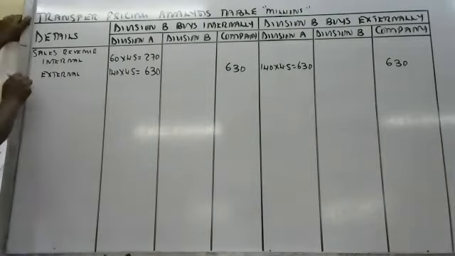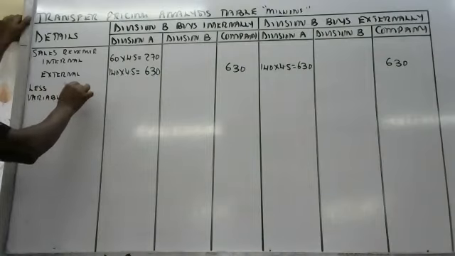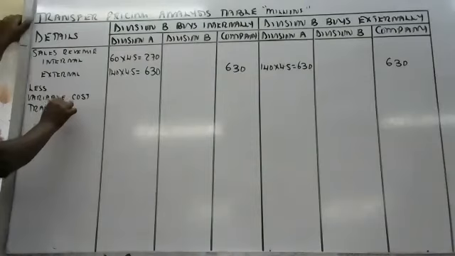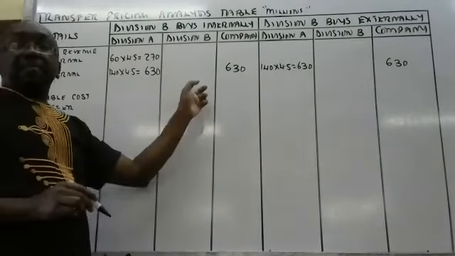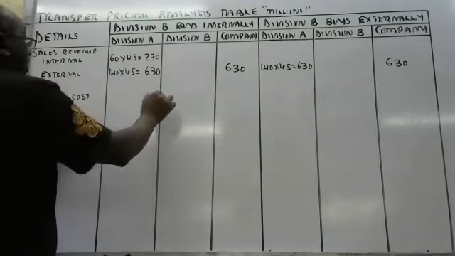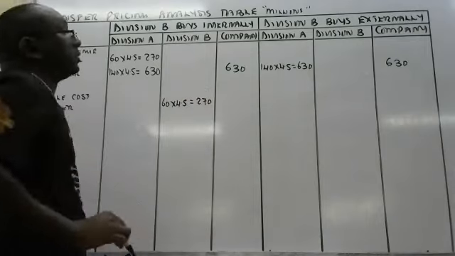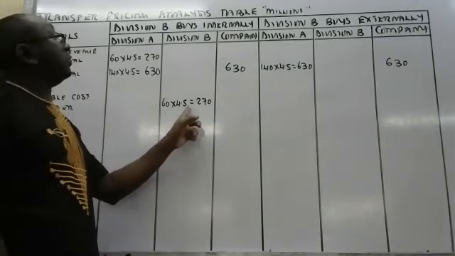Then we less variable costs. So variable costs, we start with transfer. Now transfer is going to affect division B, which is 60 times 4.5, and that is 270. And we say transfer price has no effect on the company.